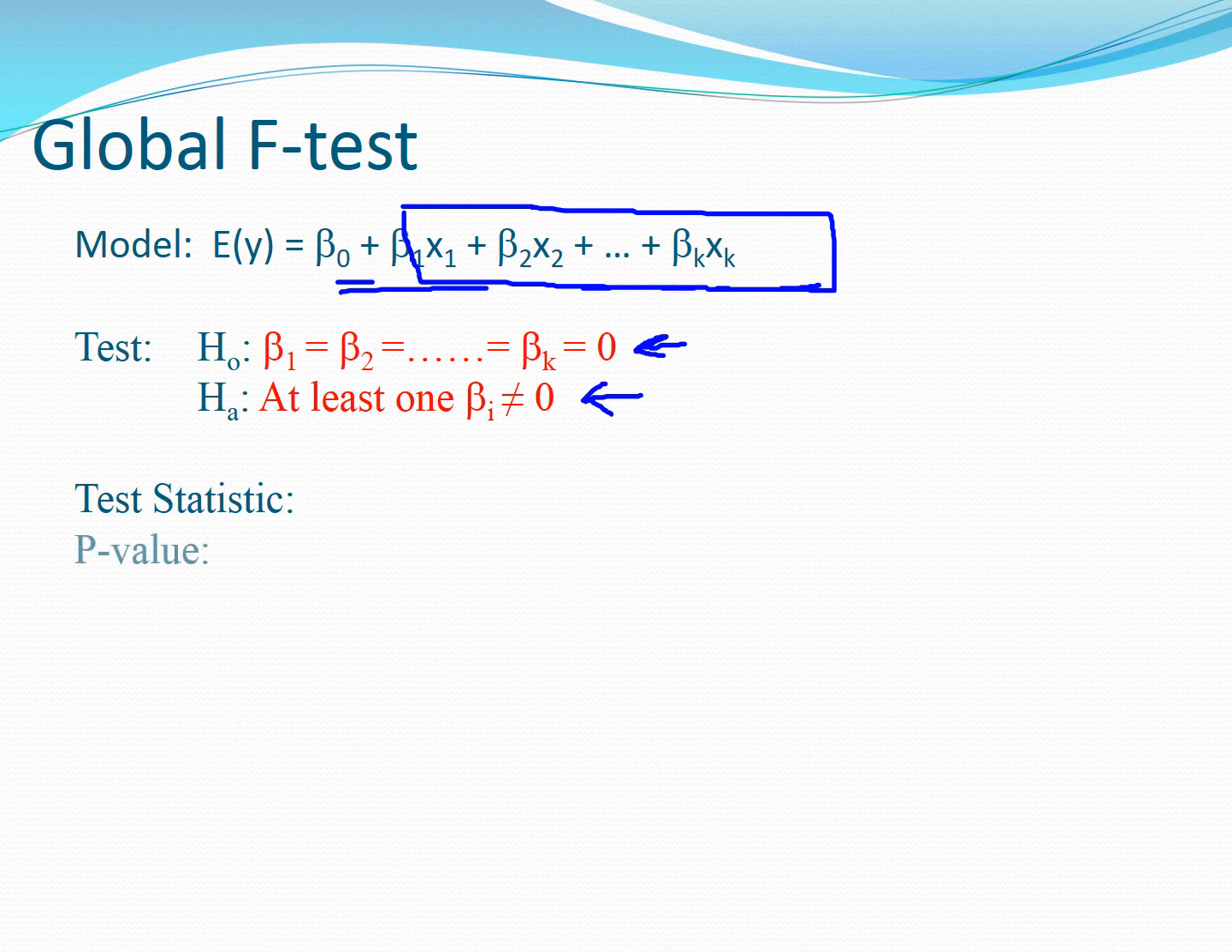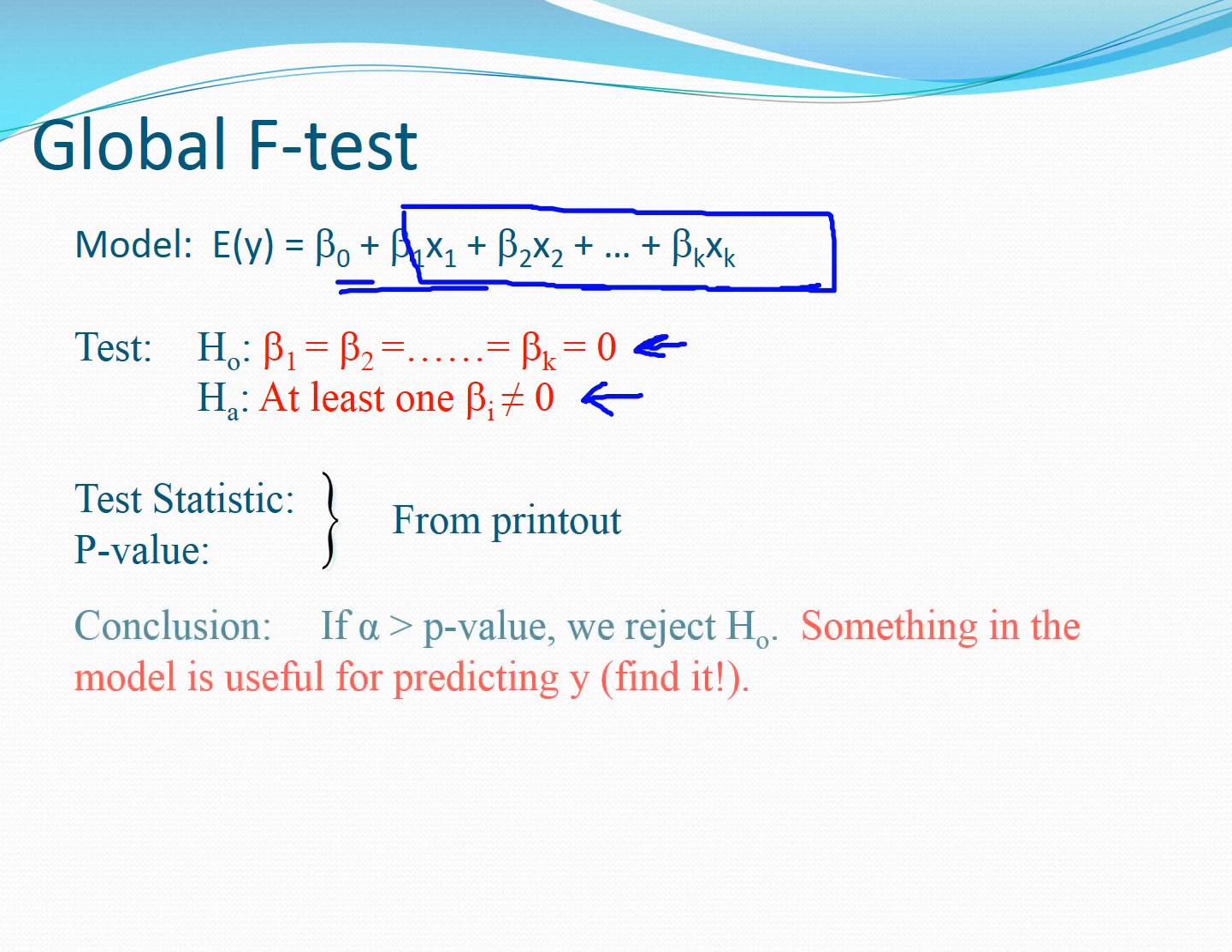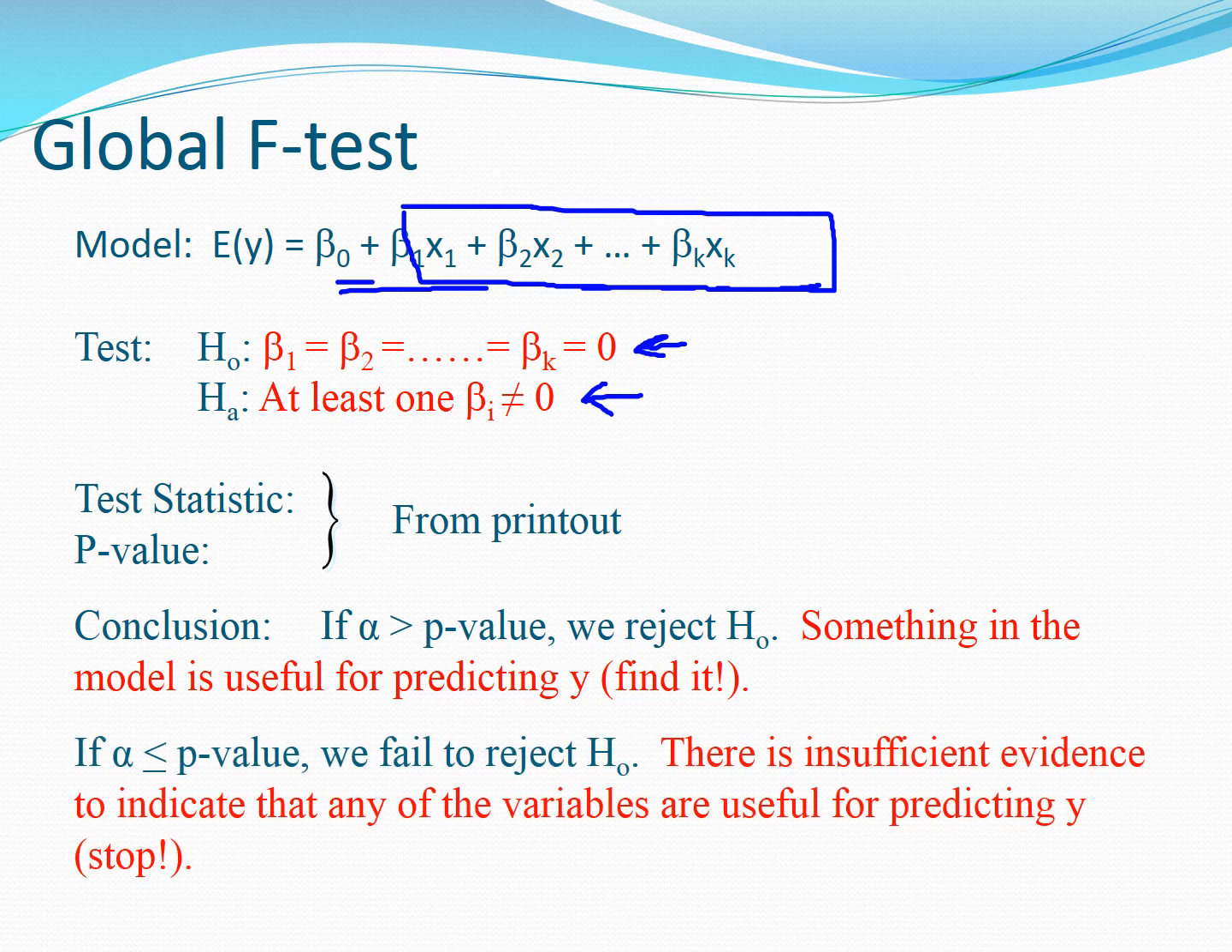The way that we do this test, it's just a test, folks. It's just a hypothesis test. There's a test statistic and a p-value. They're going to be found on the printout. I'll show you where in a little bit. You're going to need to interpret a p-value. You there yet? When p is low, what do we do? We reject the null hypothesis. When p is high, we fail to reject.